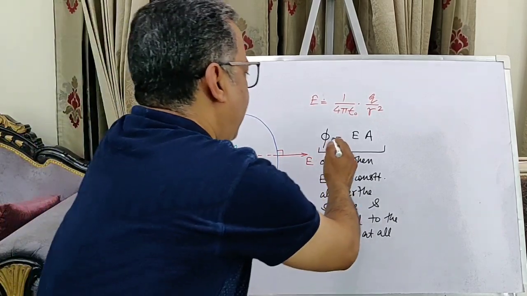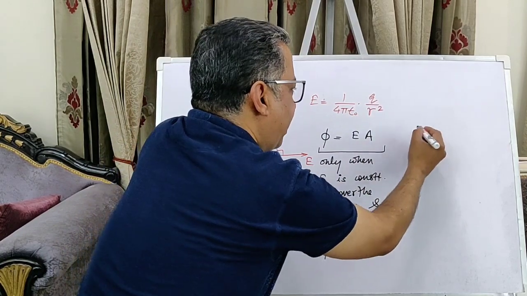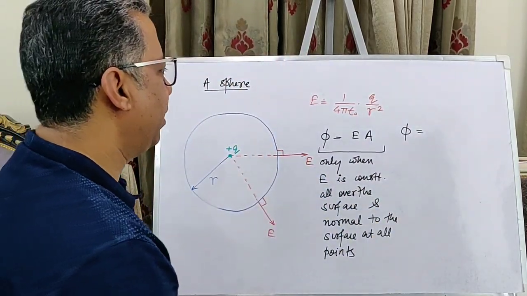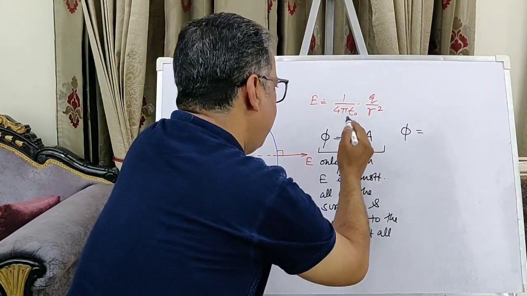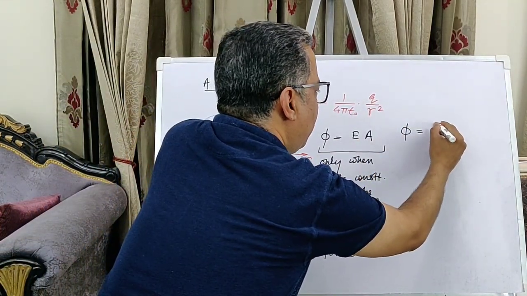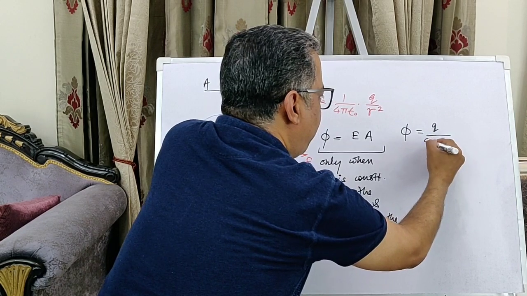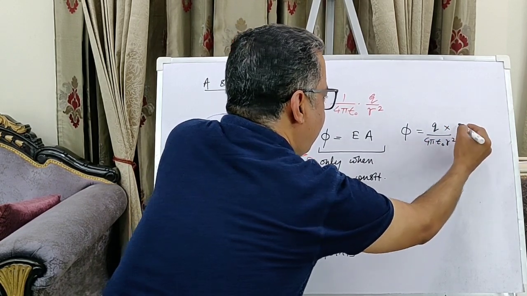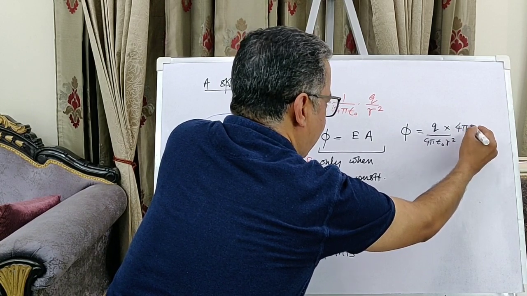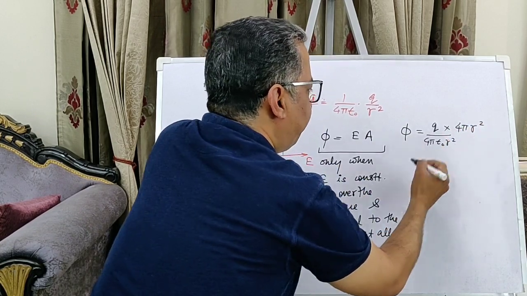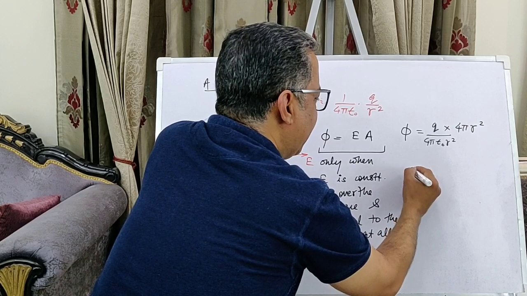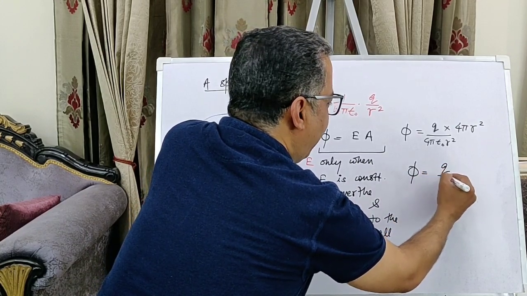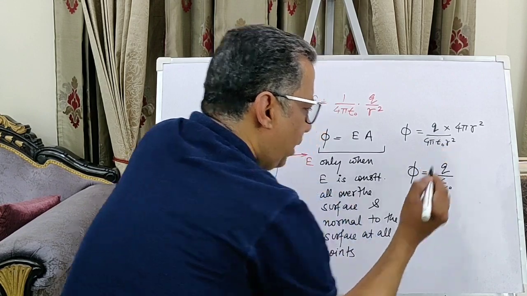Now, this is a simple calculation for flux here. Phi would be equal to E, that's Q by 4 pi epsilon naught R square, times the area, which is 4 pi R square for a sphere. Some cancellations happen and we get flux which equals Q by epsilon naught.